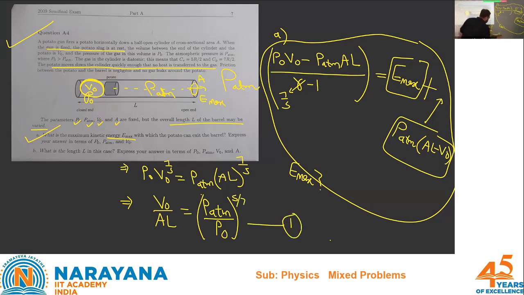Check. V naught by L becomes P atm upon P naught, raised to the power 5/7. You can observe this thing keenly and replace the terms appropriately and check what you are getting for E max. The AL term can be replaced. My only point was that your answer should not be in terms of AL, rest is fine. And one more thing, B was straightforward.